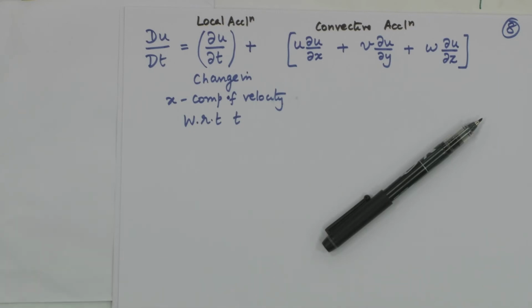Convective acceleration, as the name suggests, is where the particle is changing its velocity not because there is a change in the magnitude with respect to time, it is because its position is changing. So, when the particle has moved from position 1 to position 2, by virtue of the change in position, the x component of velocity has changed. By virtue of change in position, the y component velocity has changed. By virtue of change in the position, z component of the velocity has changed. That is given by this.